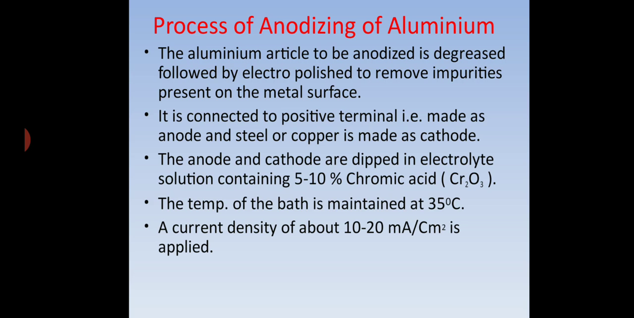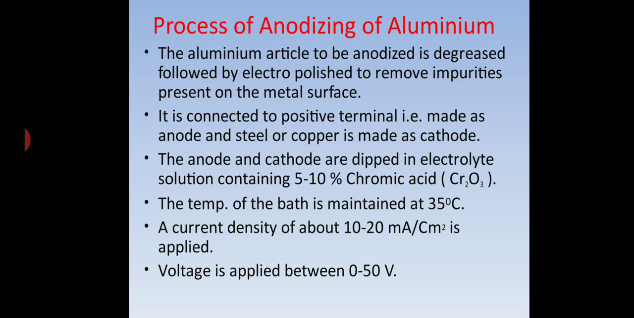A current density of about 10 to 20 milliamps per centimeter square is applied. Voltage is applied between 0 to 50 volts. These are the experimental conditions. In a similar way, step by step, you need to write. First is your preliminary treatment where the article is degreased and electropolished. In the second step, it is connected to a positive terminal and made as anode. We have seen that in the diagram. Then, because we need to complete a cell, another electrode, steel or copper, is made as cathode.